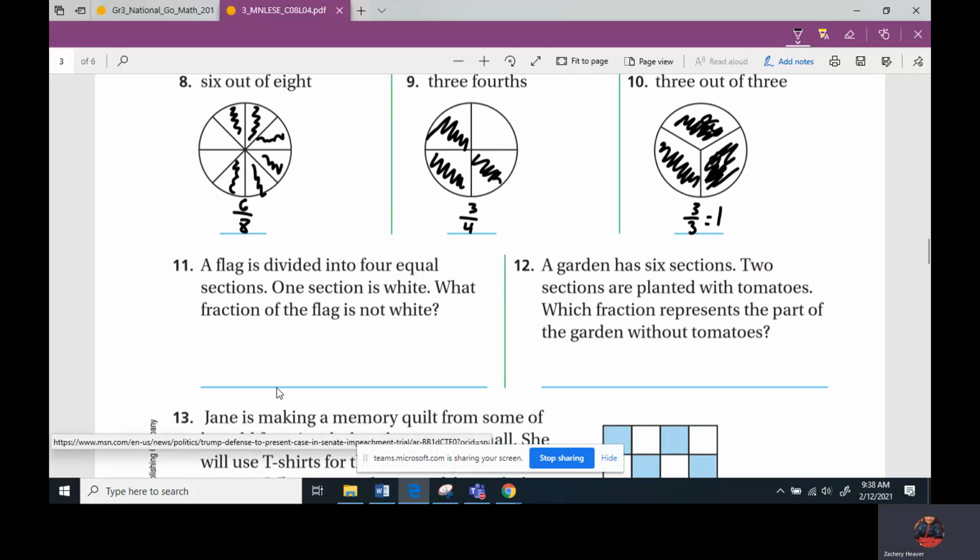Next one. A flag is divided into 4 equal sections. One section is white. What fraction of the flag is not white? So we know that it has 4 equal pieces. So that's going to be our denominator, our bottom number. So if the flag is divided into 4 equal sections, so 2, 3, 4, and one section is white, W for white, there's 1, 2, 3 out of 4 that is not white. 3 out of 4 that is not white.